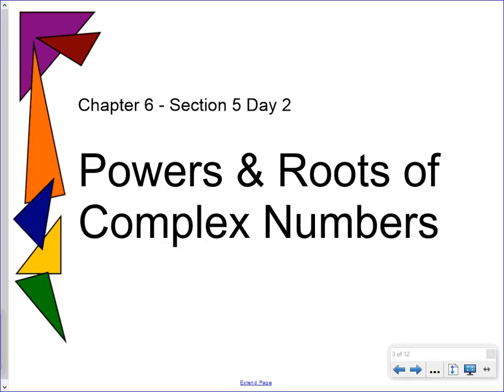We are going to be talking more about complex numbers in their trig form, and we're going to be doing powers and roots of complex numbers in day 2 of section 6.5. Powers and roots of complex numbers.